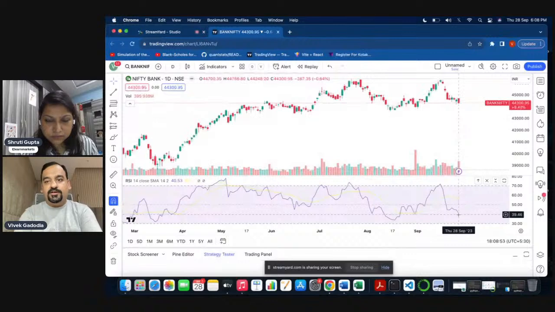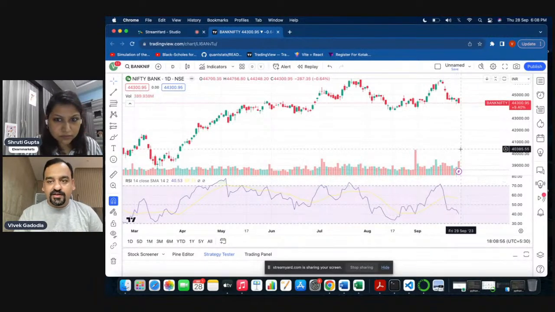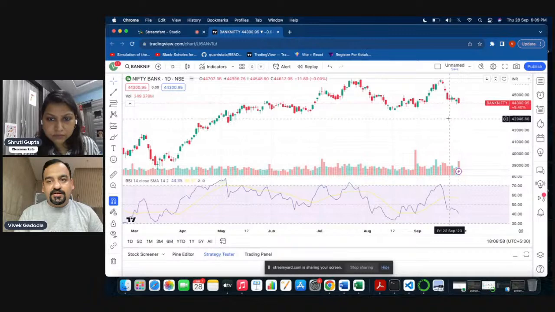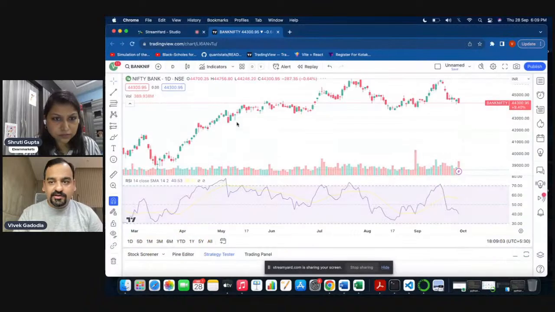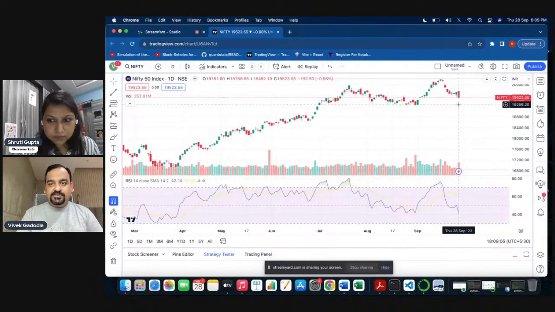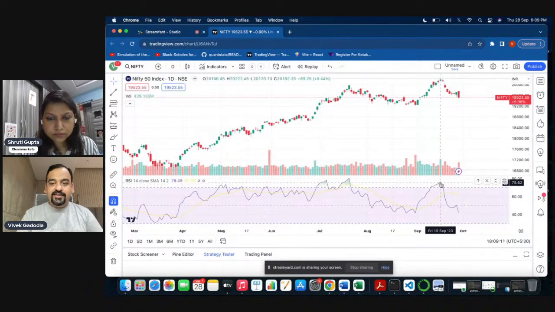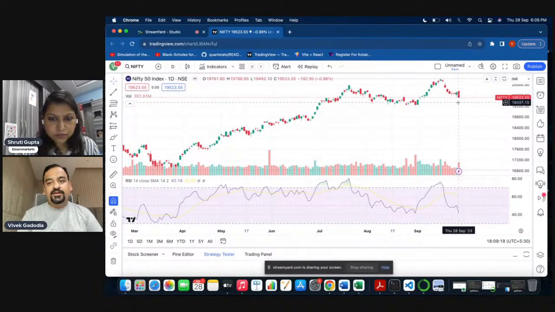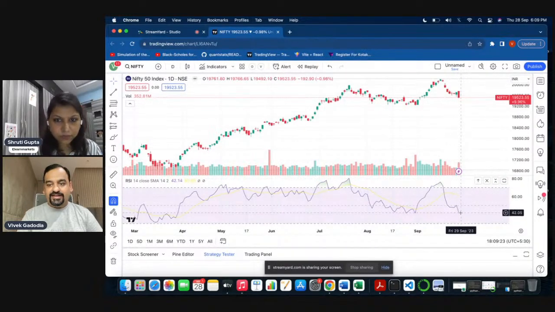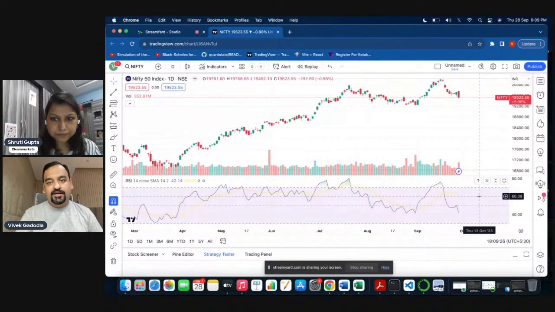So this is Bank Nifty, okay, and if we look at Nifty, Nifty RSI had even gone to 75. It was even more strong actually. And right now, with today's movement, it's turned into a weak territory as well. Okay. This is the broad overall structure.